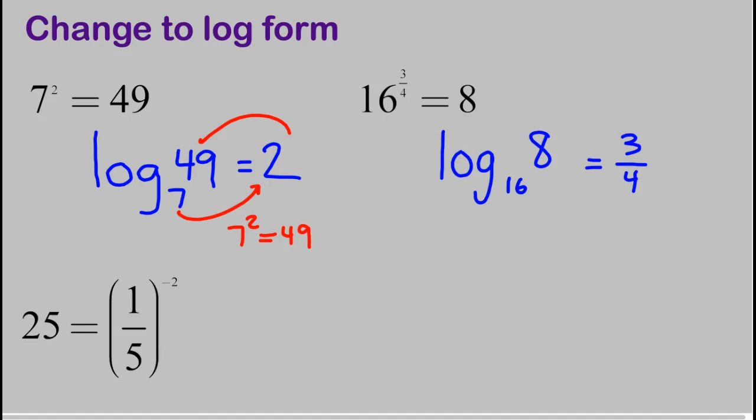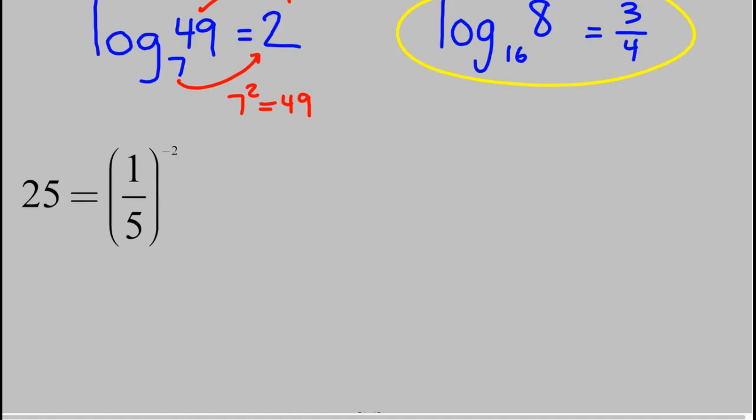Do you have to solve it anymore? Yeah. So there's no solving. This is just like exponent form, log form. They're both the same statement. It's just that they're written different ways. Nope, no simplifying it.